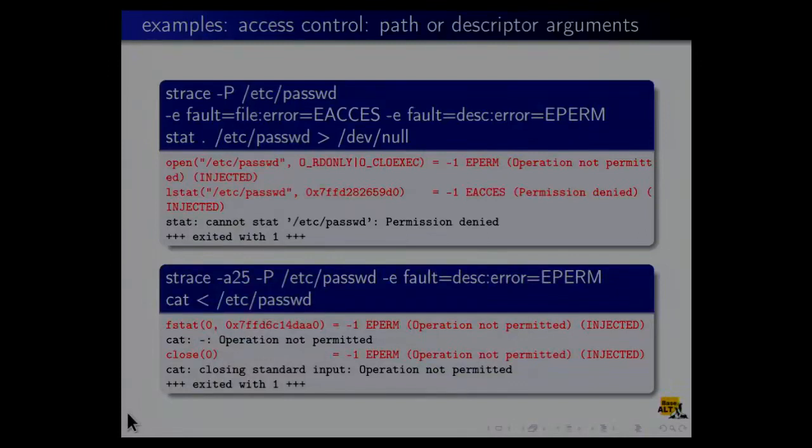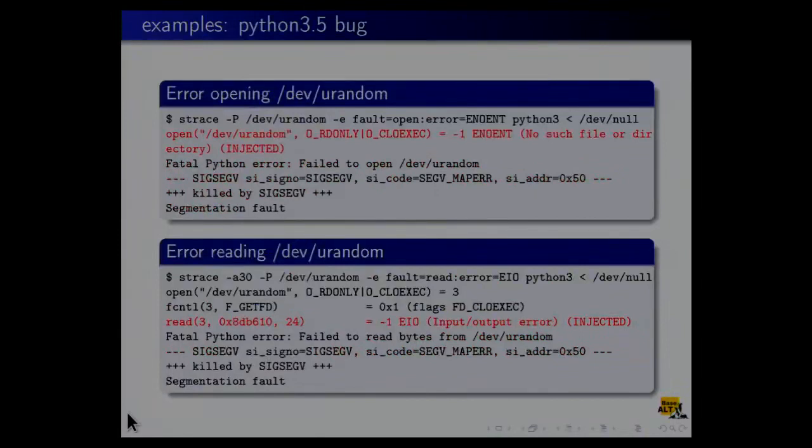And let's have a look at real bugs. This is a more or less famous bug in Python 3.5. It was found by the student who did this GSOC project. Python, on every invocation, needs some randomness for initialization, and when it fails to obtain this randomness, it's a fatal error, which is fine, probably, but it's not fine that it throws a segmentation fault at hexadecimal address 50. It's not good. It's a bug.